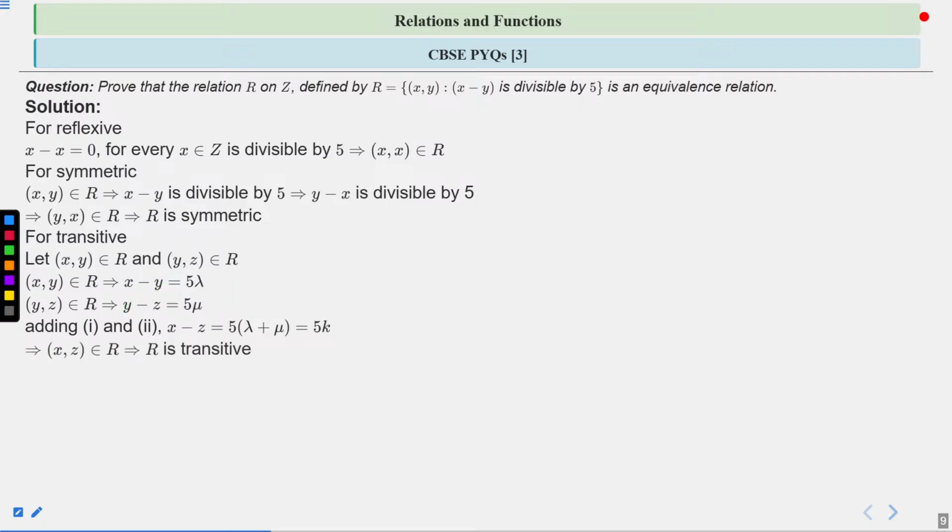So we can say that (x, z) also belongs to R. Therefore, we can easily say that R is transitive, because it has satisfied the conditions of transitivity. So we can say that R is reflexive, R is symmetric, and R is transitive. Therefore, R is an equivalence relation. Hence, R is an equivalence relation. Got it?